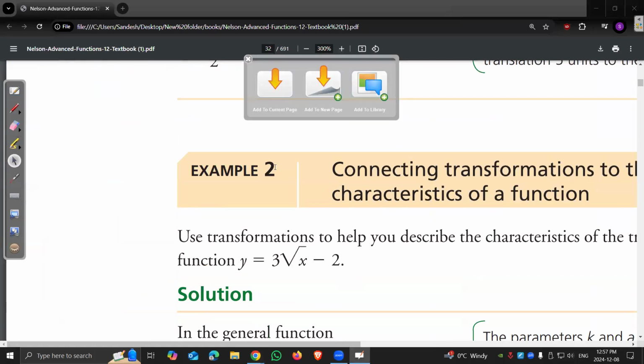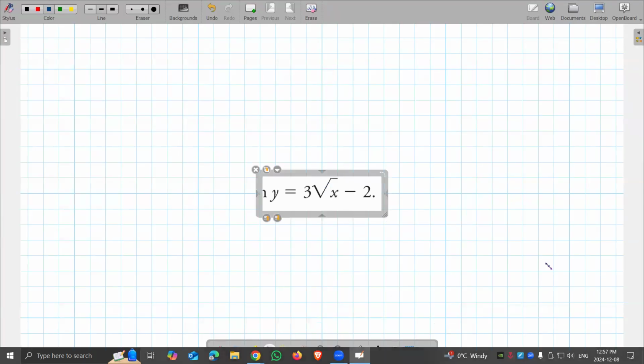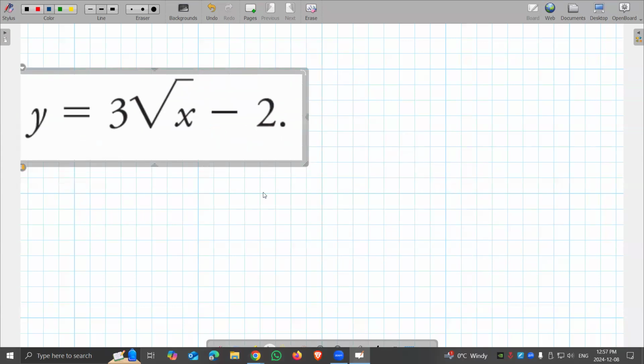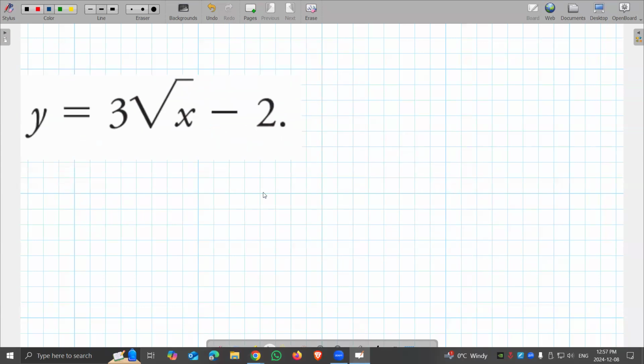Okay, what does a 3 do? What does a 2 do here? What do both of these things do? Your parent function is √x.